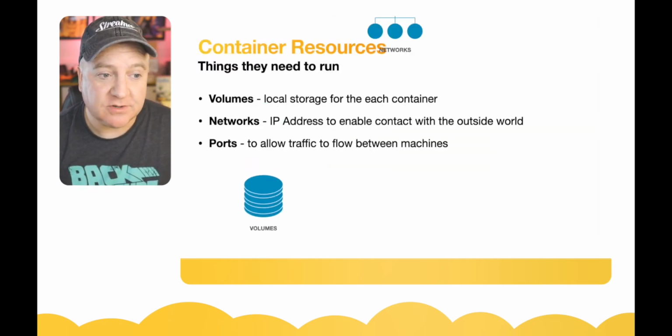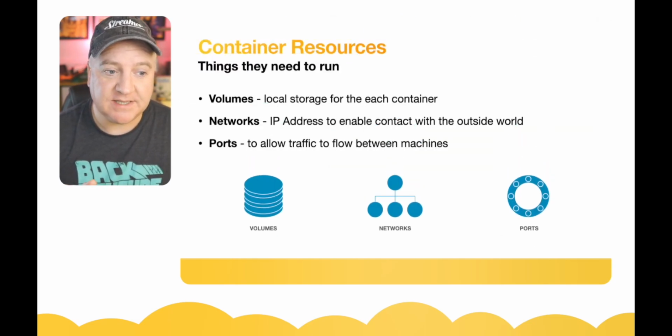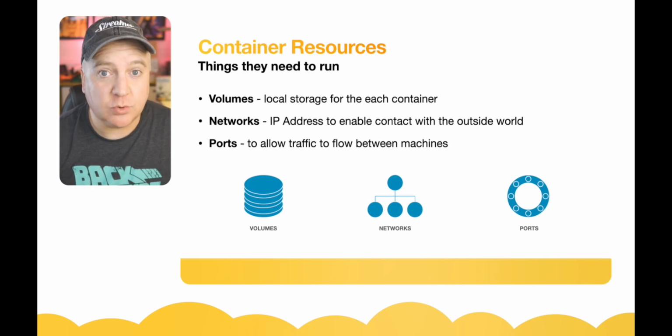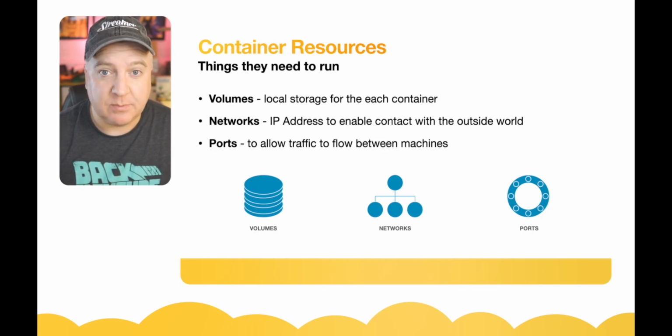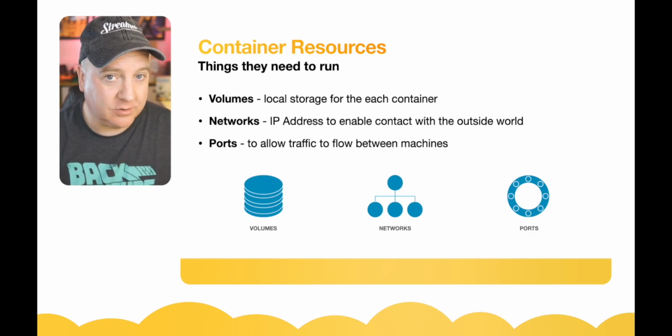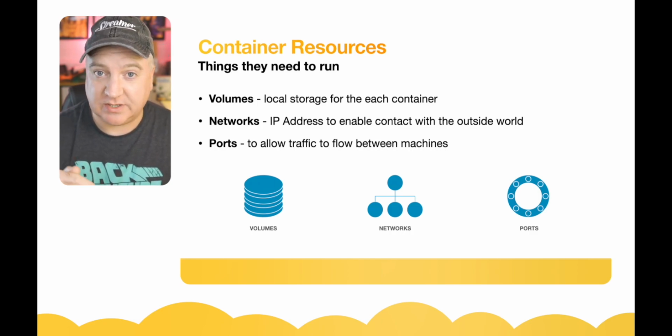So container resources, things they need to run. We have these things called volumes, and really that just gives local storage to each container. It's like its own file system. We have networks, which is how we give an IP address to enable contact with the outside world. And then we have ports to allow traffic between machines. So it's kind of like a firewall. And if you don't specify a port, you'll not be able to actually contact the machine within the container.